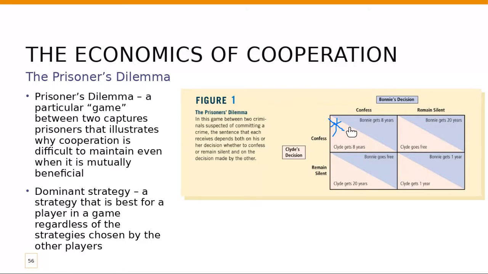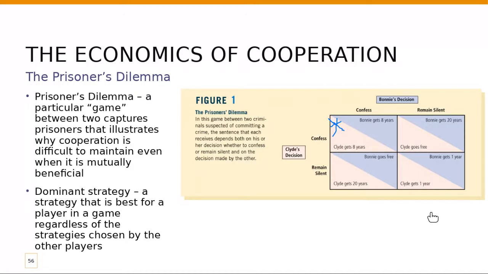Bonnie and Clyde, again, would both probably rather have 1 year in jail as opposed to 8. However, as game theory shows, if they both act as rational individuals, they will wind up in a Nash equilibrium of confessing and getting 8-year sentences.